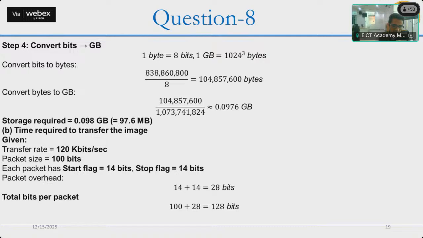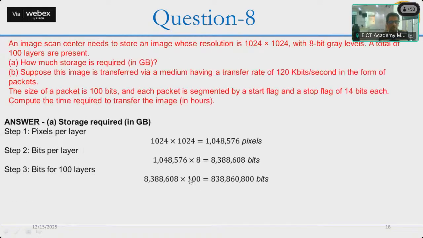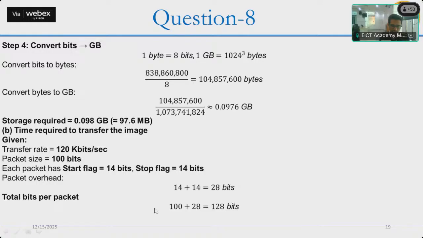So what we are saying is that this start flag and stop flag will also continue. Go to the question again, see the size of the packet is this one. And when you say the start flag and the stop flag are 14 each, your total bits per packet will be 128 bits. So this is one packet.